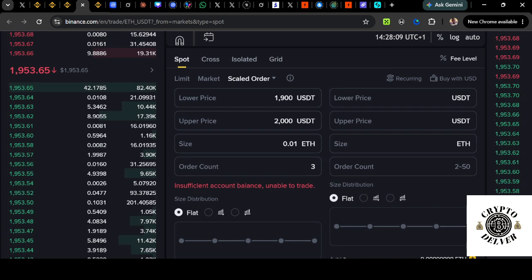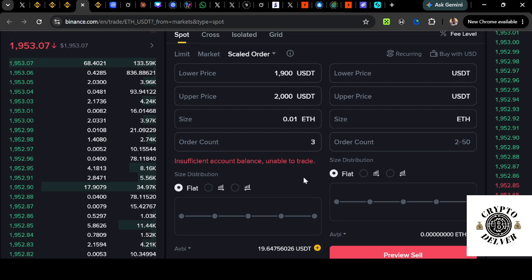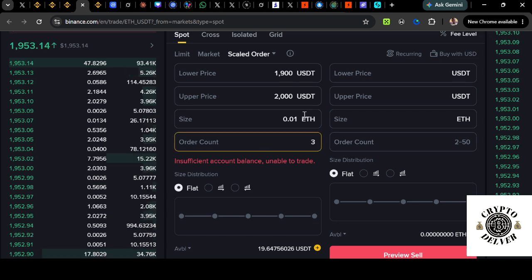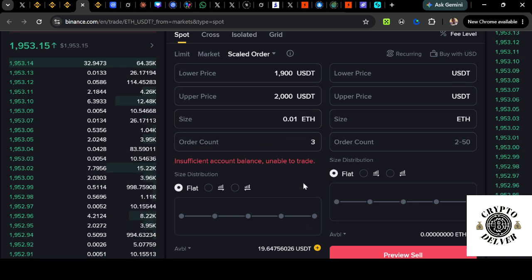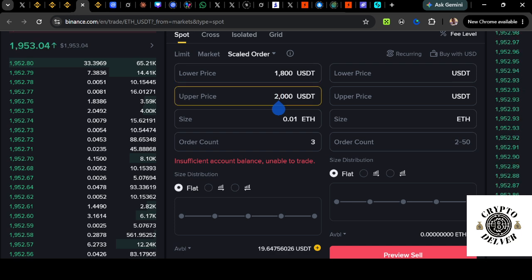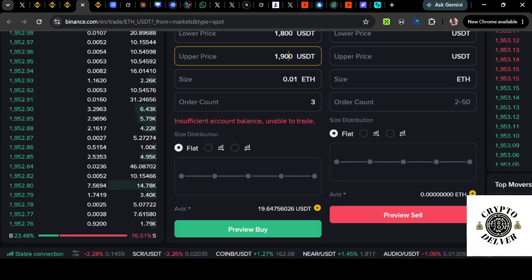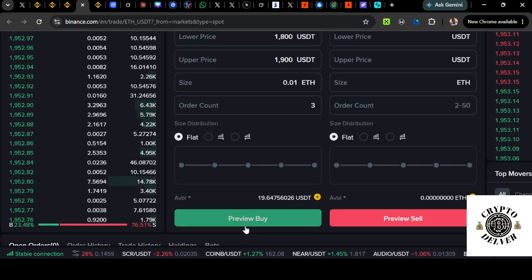Let's see why it says insufficient balance. Let me find out the reason, but let's try to place this order first. When you try to place this order, you're going to discover that this very first one is going to fill up immediately, but I don't want it to fill up immediately. So let me reset this to 1008, and then reset this one to 1009. Now let's click on preview.